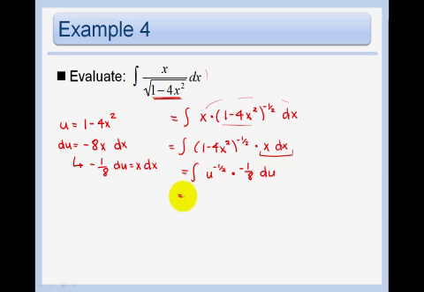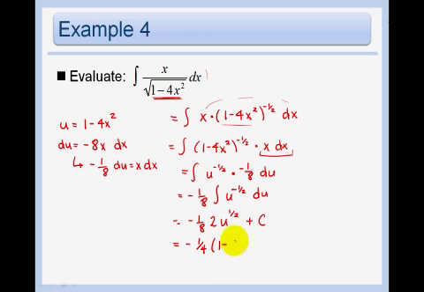Take out your constant. Okay, add 1. So then I'll need to multiply by 2 plus c. So I get -1/4. My u was 1 minus 4x squared plus c. And that's it.